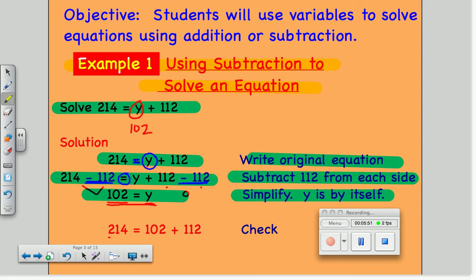So 214 is 102 plus 112. Let's make sure I'm right. 2 and 2 is 4. 1 and 0 is 1. And 1 and 1 is 2. So yes, I am right. Next slide.